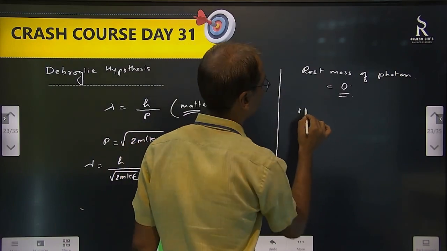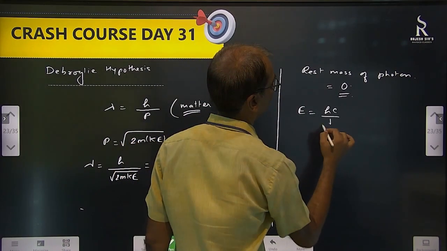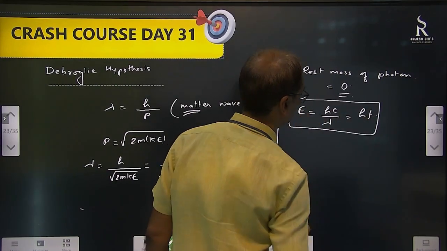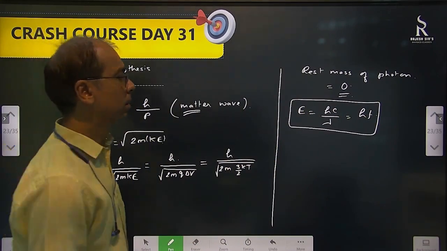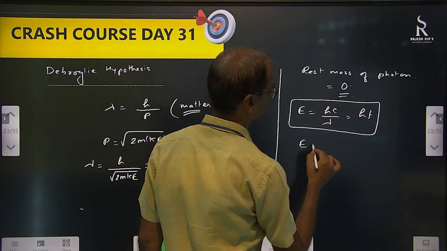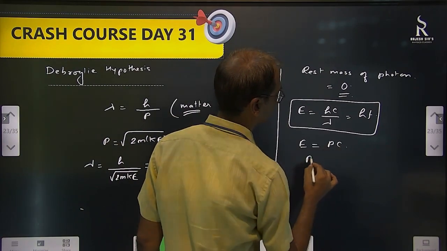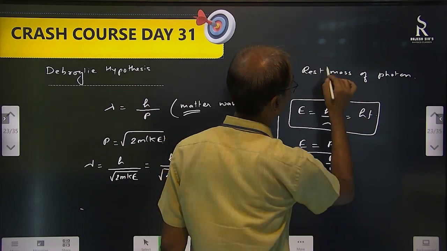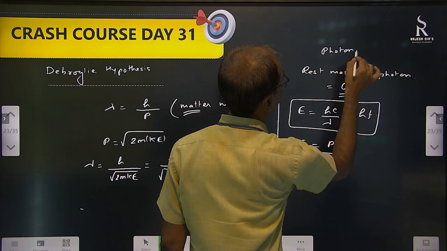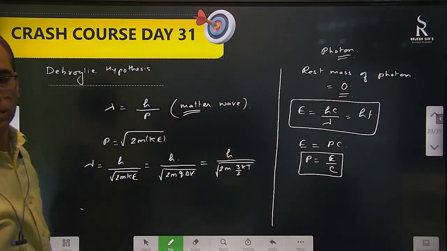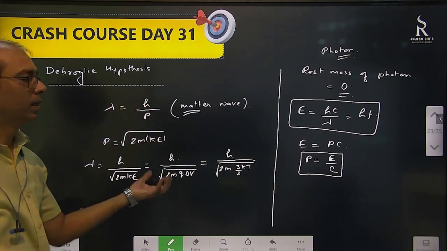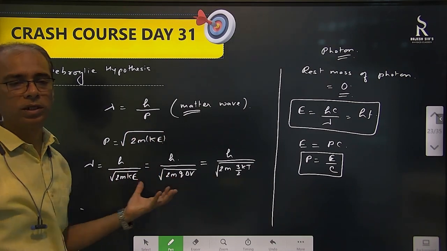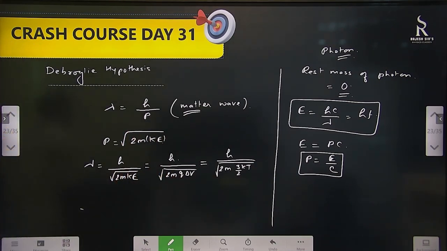And the photon's energy, how do we write it? hc by lambda or h into f. That we also know, right? E equals mc square, so E equals p into c. So the momentum of a photon is this. This is for photon only. And this is for particles like electron, alpha, deuteron. We can associate them and find the wavelength for those particles as well.